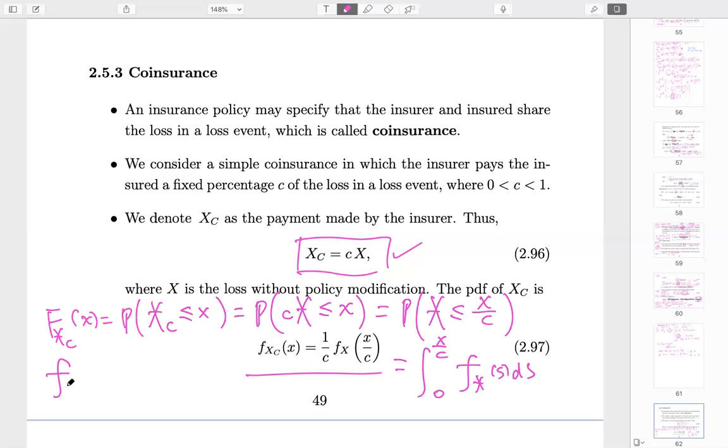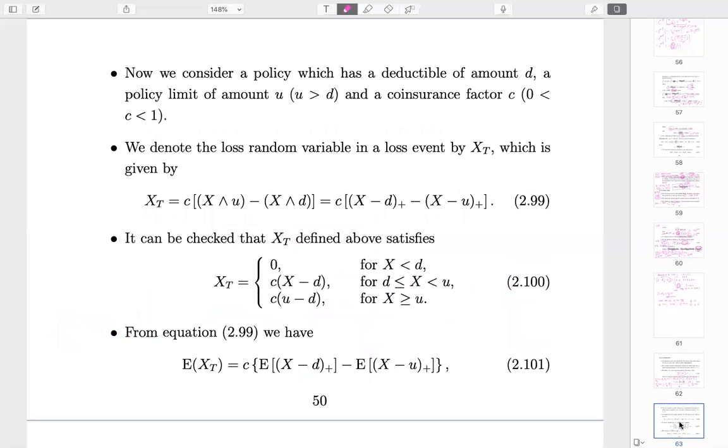So now I can write it in integral form. So now I differentiate on both sides. I get the PDF for my modified XC. On the right-hand side, it will be 1 over C times fx plugged in at x over c. So bingo, I just proved 2.97. This is very easy, right? This is the nice thing we have. By the way, this is what I meant earlier on. The limit is actually applied to the ground up loss.